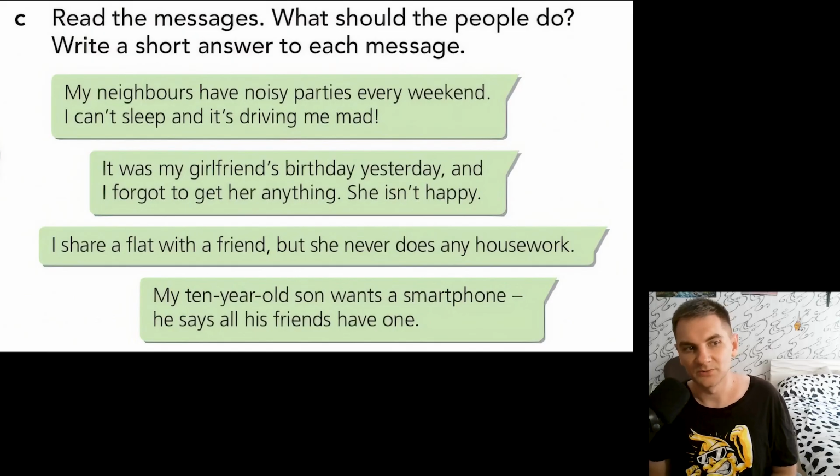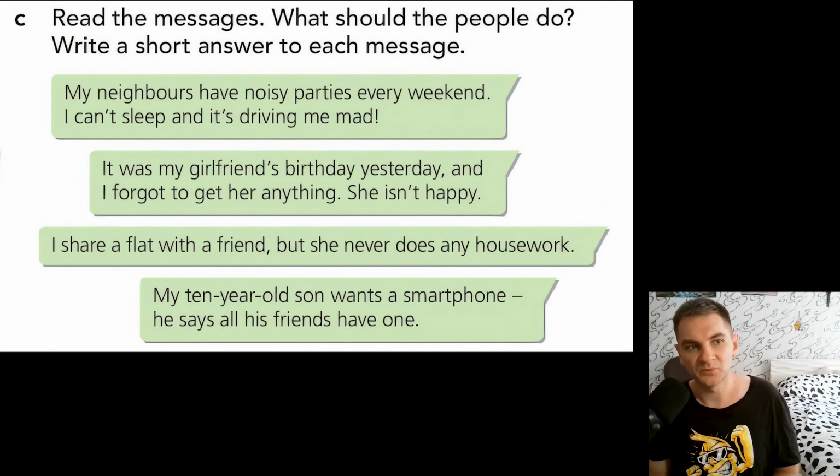Part C. Read the messages. What should the people do? Write a short answer to each message. You can do it orally, by the way, using your mouth, or you can write it as it's stated in the task. I'll do it orally. My answers will be silly and stupid just for fun. Yours should be real ones, okay?